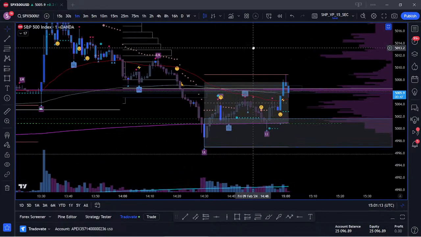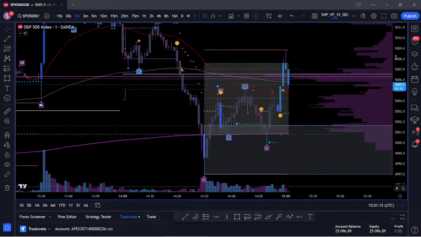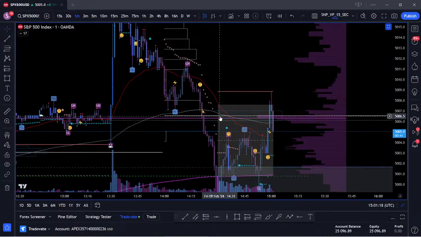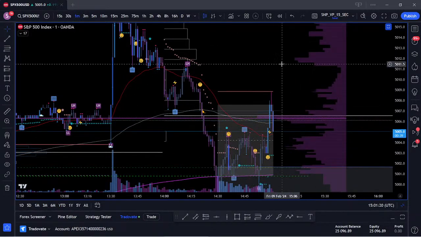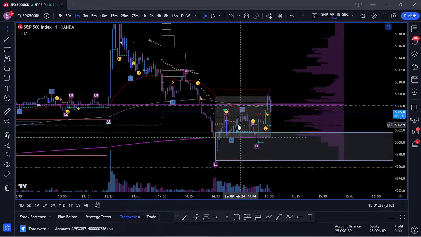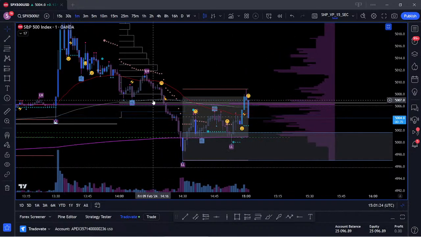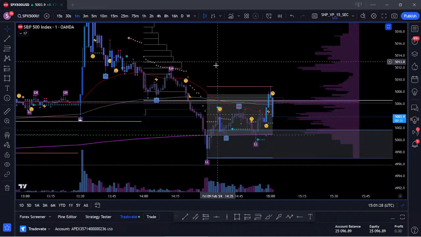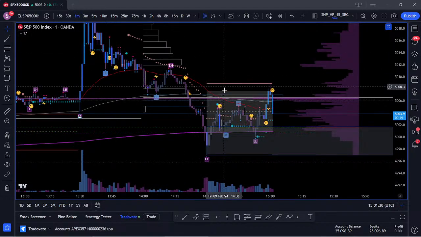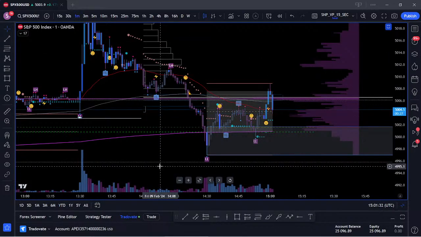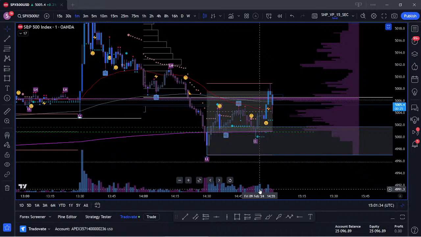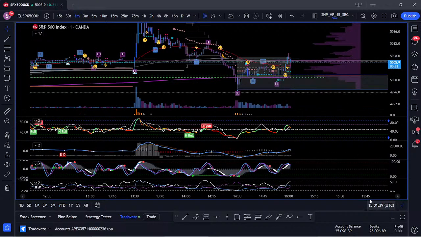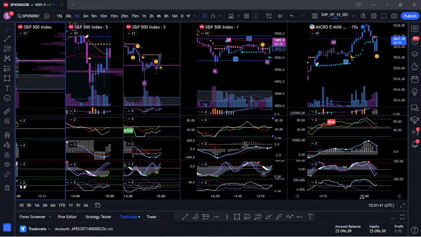Now, this is the white line, which is the volume. This is the point of the volume, the strongest area of volume, represented with white. Okay, we have an opportunity now. Let's buy.